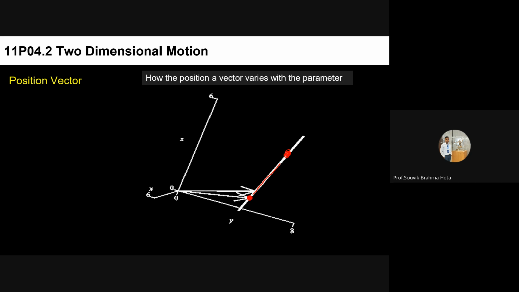Angle with what? Angle with this axis. Normally it has not been defined as the x-axis, but you can assume it is an axis, and initially the vector made some angle with it. Now the angle is gradually increasing, and the length of the vector is also increasing because the position is changing.